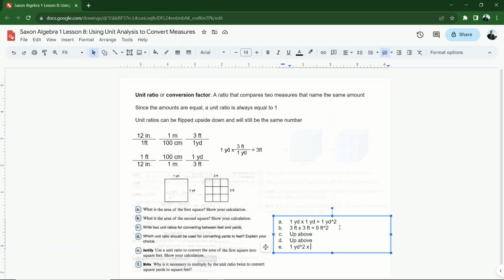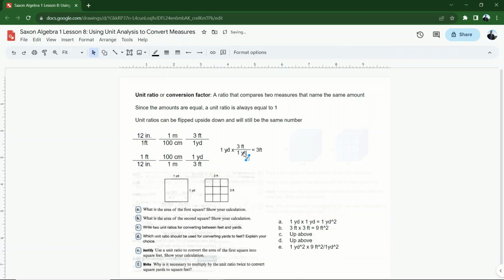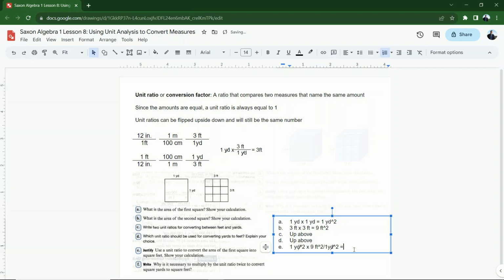So I'm going to multiply by a unit conversion factor that's going to cancel out square yards. 9 square feet divided by 1 square yard. Okay, and let's see what happens here. So I'm going to cancel off my yards squared, and I'm going to cancel off my other yards squared because I went directly from yards squared to square feet, and I'm going to be left with this equal to 9 square feet.